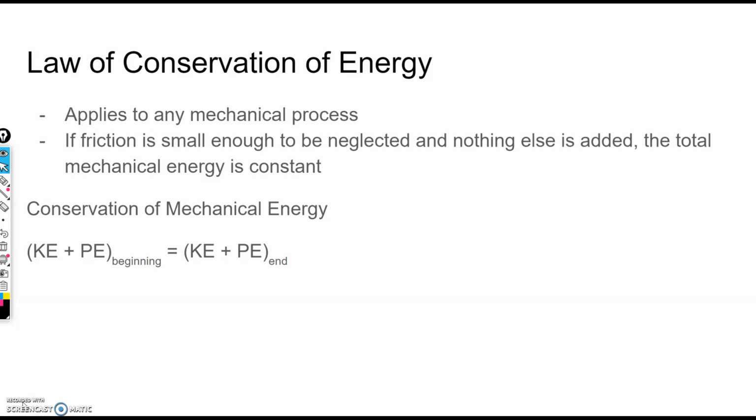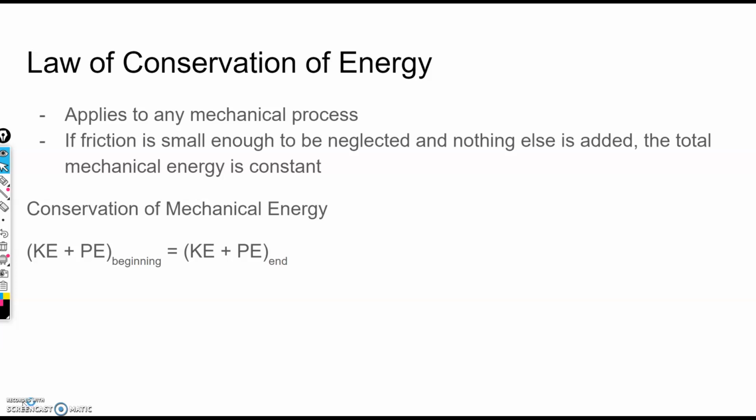So when we talk about the law of conservation of energy, which we've mentioned before, this also applies to any mechanical process. So when we talked about how energy must be conserved, it can't be created or destroyed, it'll apply to mechanical energy processes also. And then we're also going to talk about friction in this case because friction is also a big thing. But if friction is small enough, it will be neglected and nothing else is added. So basically, in all the examples we do, the friction coefficient is very, very small. So we won't have to worry about it, and we'll just look at the total mechanical energy.